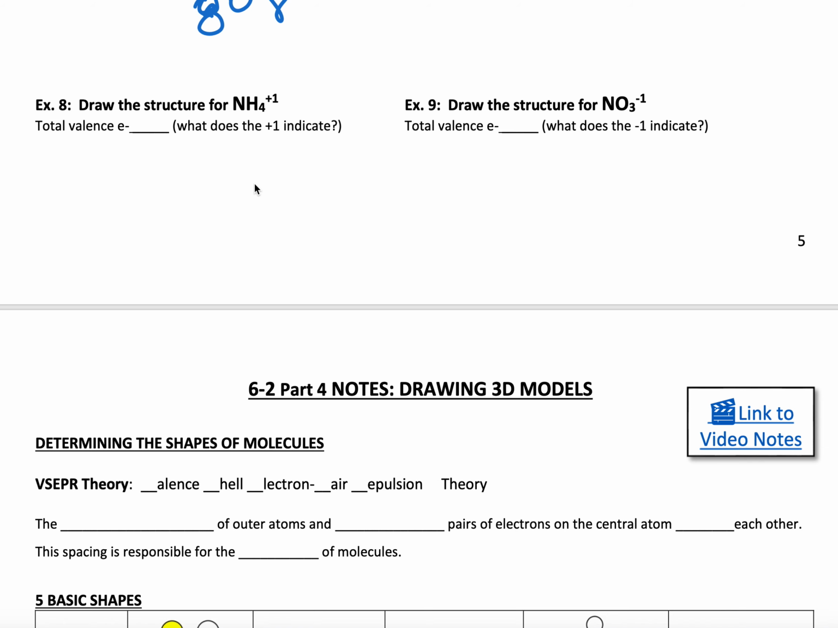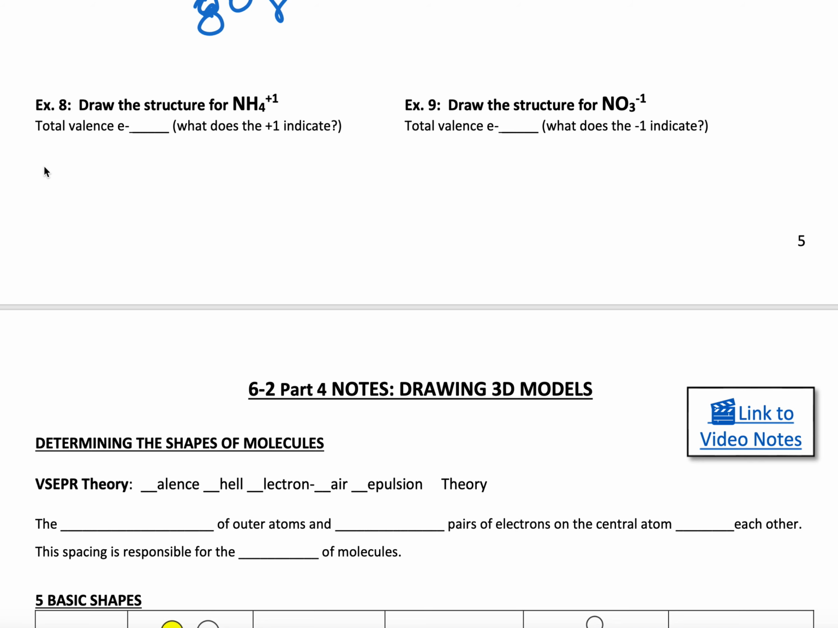All right, last two examples here. What makes these guys different is that they have a charge. These are the polyatomic ions that we've dealt with before. Everything else is exactly the same except for the charge. And the charge comes in when we figure out the total valence electrons.